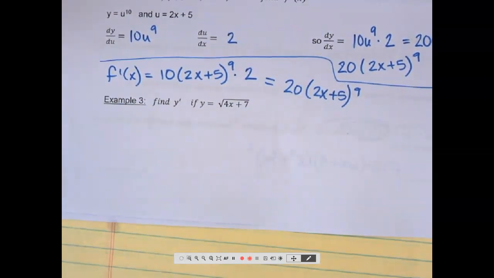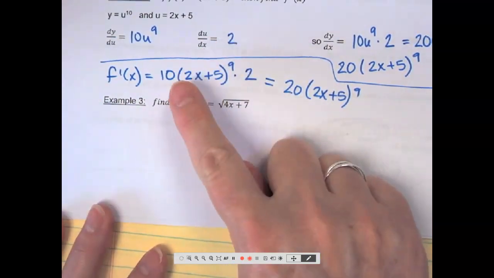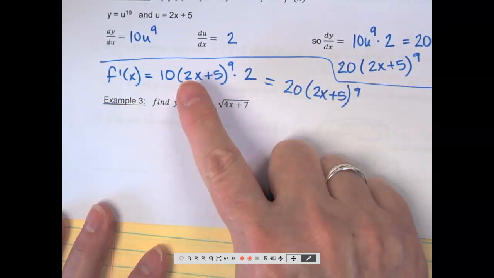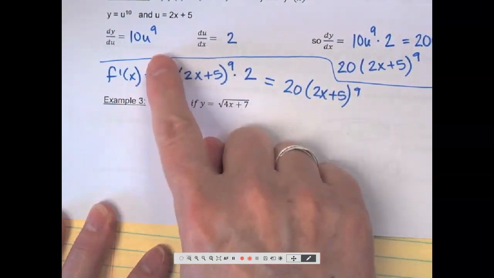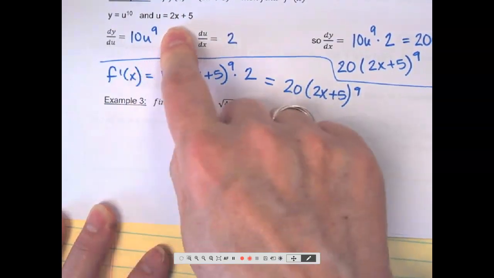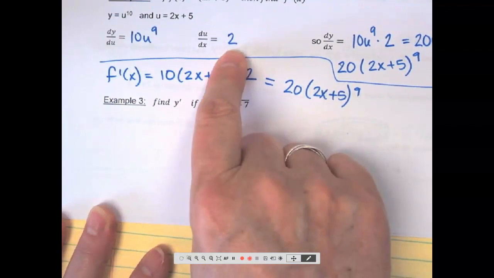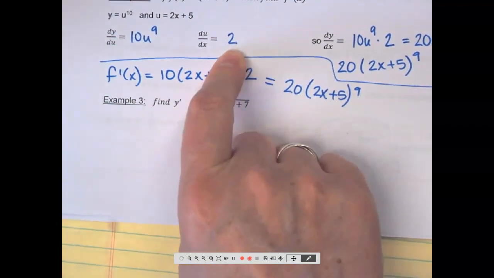On the first way that you did it, if the derivative of the second function is 2, why couldn't you plug the 2 in on the top, like 10u to the 9 on the right? Because we've already established that u is 2x plus 5. U is going to be that inside function. This is just the derivative of the inside function.